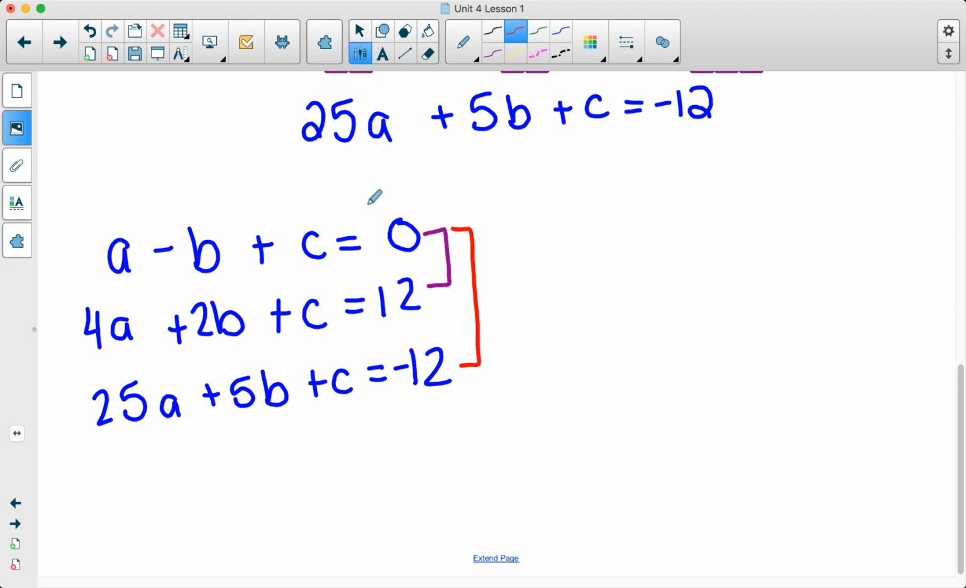So let's do this first set, this a minus b plus c equals 0, and 4a plus 2b plus c equals 12. So what I'm trying to do here is get rid of one of these variables. It does not matter which one. Pick one, get rid of it.